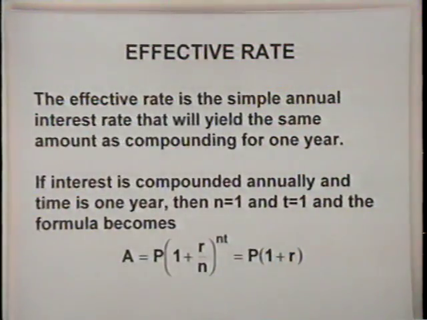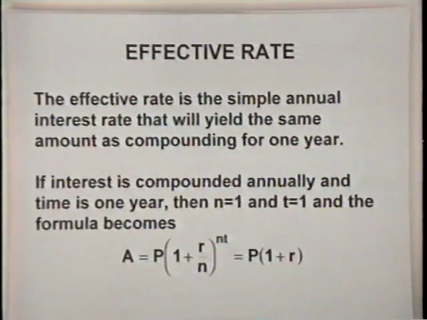What they're doing there is quoting what's called an effective rate. Now, I have defined an effective rate for you. Let's take a look at that definition. The effective rate is the simple annual interest rate that will yield the same amount as compounding for 1 year. Okay, let's talk about that again. Simple annual interest rate. That means if you were just quoted, we're going to pay you 6% at the end of 1 year. That's what we mean.